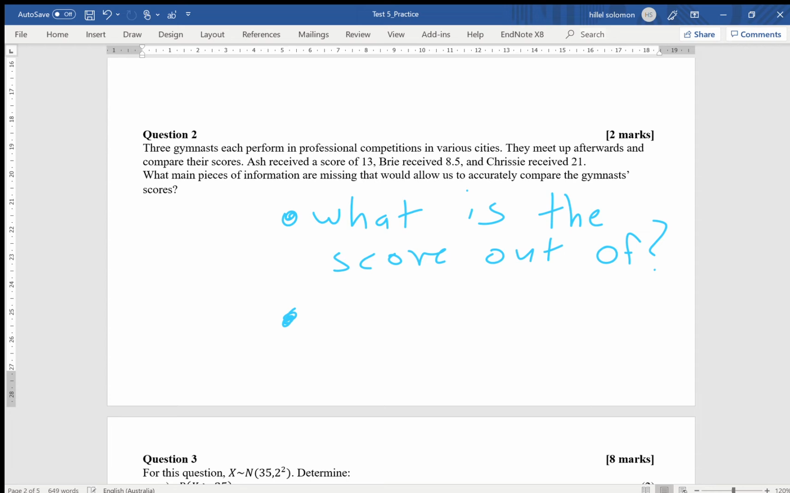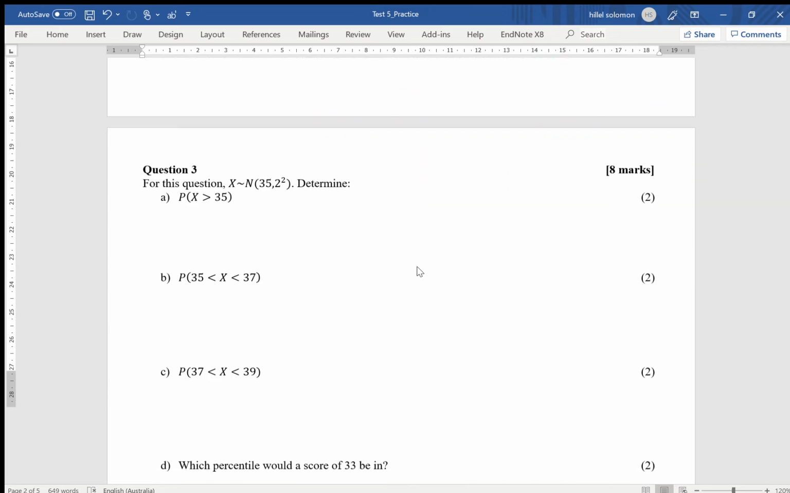And the second thing that I need to know is, well, one set of judges might have judged harder than another. So to know how well they did, I need to know how everyone else in the competition did, and I can sum that up in 2 numbers. Those would be the mean and the standard deviation. So this tells me how everyone else did, and this tells me how the particular competitor did. Okay, question 3.